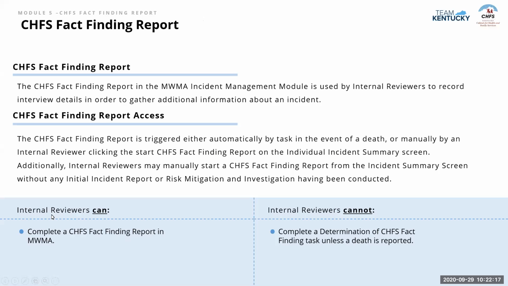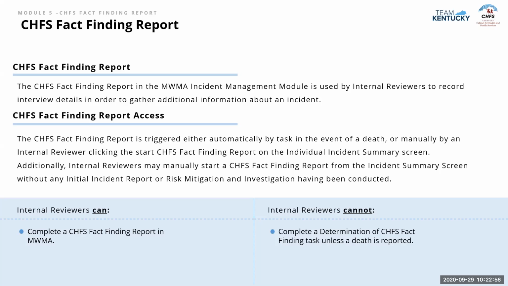And here we go. So again, the CHFS fact-finding report in the MWMA incident management module is used solely by internal reviewers to record interview details in order to gather additional information about an incident. So we're going to take our time going through this because there's a couple of nuances here that I really want to make sure everyone understands, but I'm going to read this next section verbatim and then I'm going to break it down further. So first and foremost, the CHFS fact-finding report is triggered either automatically by task in the event of a death. So if a death is reported, you will receive a task, or manually by an internal reviewer clicking the Start CHFS fact-finding report on the individual incident summary screen.